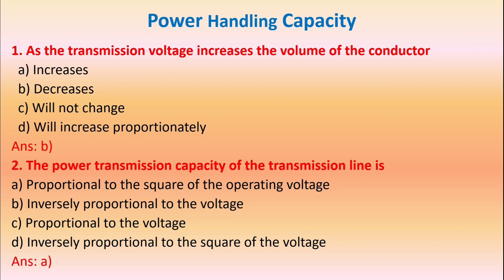The answer is option B, decreases, because as we increase the transmission voltage level, the current in the conductor decreases, which decreases the size of conductor, and hence the total volume of the conductor decreases.